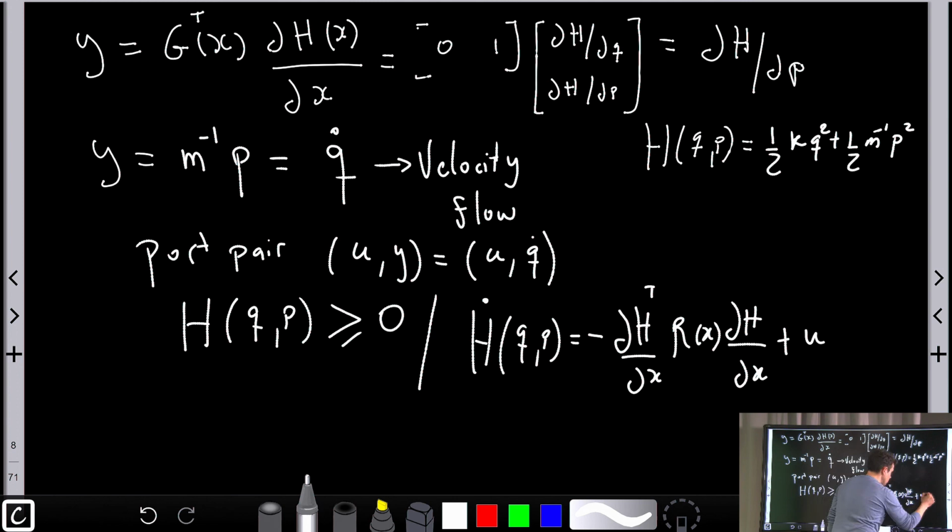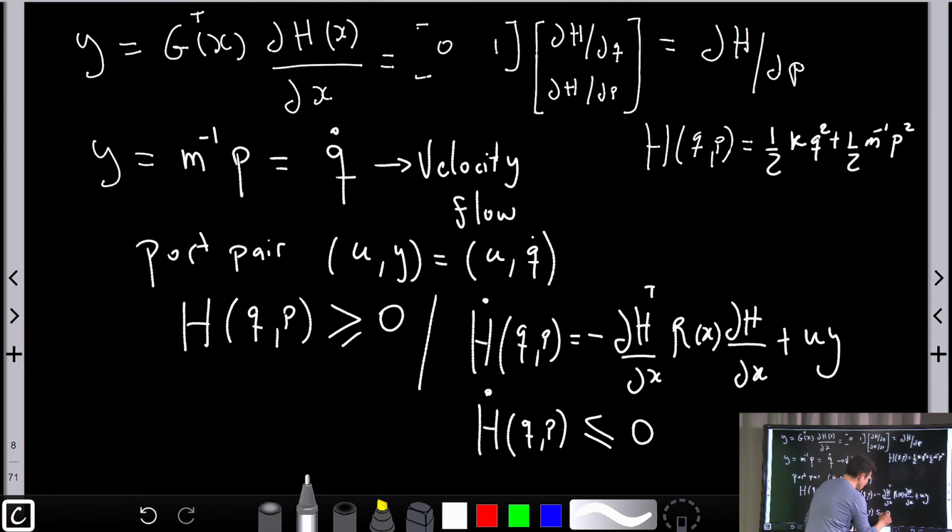It means that for a system that is not conservative, the time derivative of the Hamiltonian is going to be always less than or equal to zero. Equal to zero if there is no dissipation, which means it's conservative. But it's going to be less than zero if we get rid of the energy that is being dissipated by the R, which means the dissipation element.